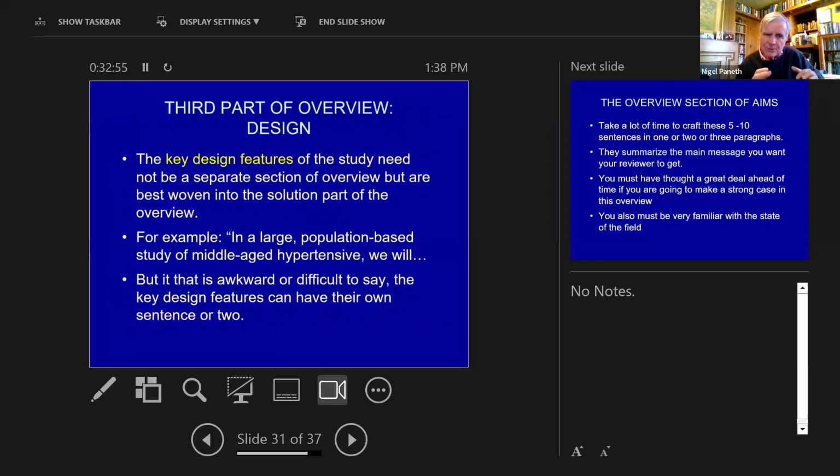And then, as I say, the third part of the overview gives you where you're doing this, how you're doing this. It doesn't have to be a separate section of the overview. You could weave it into the solution part. For example, you could say, in a large population-based study of middle-aged hypertensives, we will. So they get the picture of where you're doing this. Although sometimes it's hard to do, you put a little paragraph in it and give some design features, just enough to orient the reader so he or she knows what you're doing. Next slide.